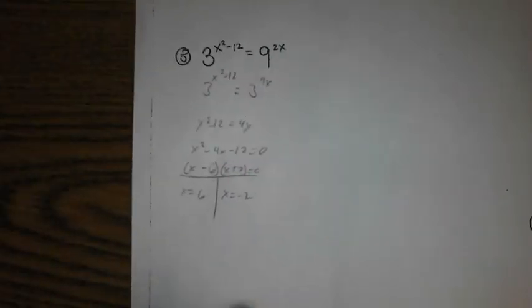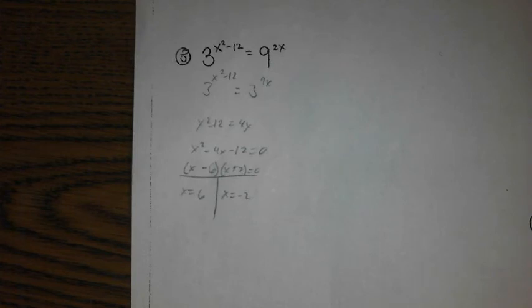And the last one, they changed the 9 to 3 squared to the 2x power, which became 3 to the 4x. They dropped their 3's. They set their exponents equal to each other. Solved a quadratic. Any concerns? Dakota. Whose was this one?